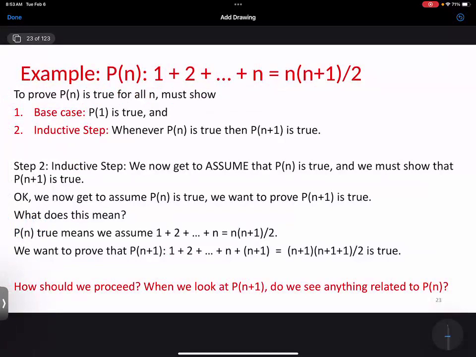And now what we want to prove is that 1 plus 2 plus all the way up to n plus 1 equals n plus 1 times n plus 1 plus 1 over 2. That's what we're trying to prove, given that the sum of the first n integers is n times n plus 1 over 2. So the question is, how do we proceed? How would we try to prove the statement Pn plus 1? Well, we know the statement Pn is true. Can you see the statement Pn somewhere inside Pn plus 1?